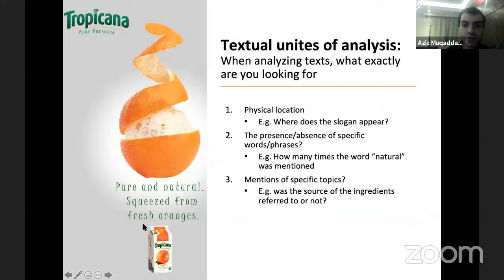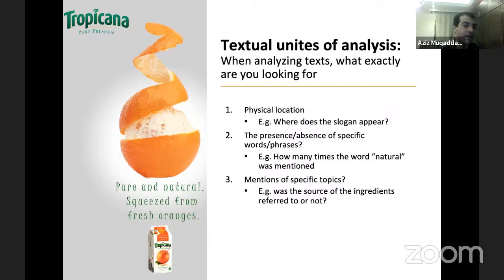And then we deal with the issue. So now, assuming you agreed on what we're going to analyze, whether only full sentences or full phrases, what exactly are you coding or looking for in that text, or in all those units of text? There are different layers we can look into. So we start from the most simple one: the physical location or the length.